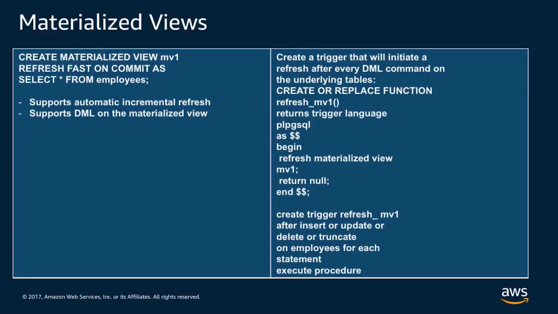Now, the way in which you achieve the same functionality in Postgres is through a different manner. First, you'll have to create the view, and there are a couple of additional steps in order to achieve the same functionality. Once you create the view, you would create a trigger and a function in order to emulate refresh mechanisms. So in order to emulate fast refresh, you would create a function which is going to refresh that materialized view, and you have to create a trigger that is going to invoke this function to refresh the materialized view on any sort of DML activity.